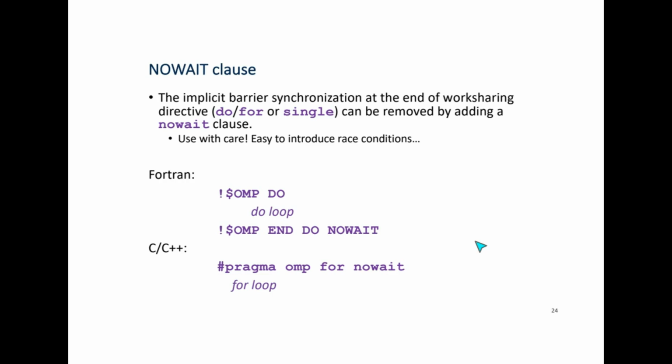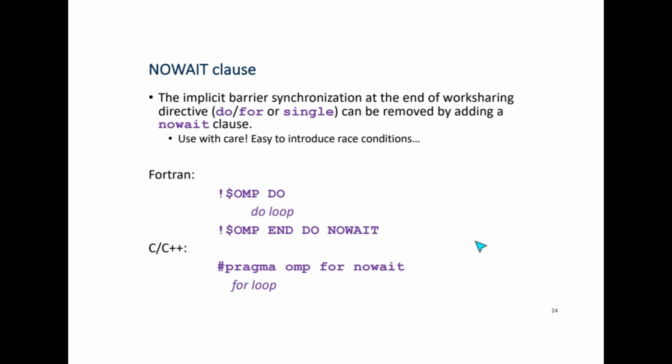So we've spoken about these implicit barriers at the end of work sharing constructs, so do or for or single. If you wish to remove that implicit barrier, then you can do that with a nowait clause. However, you need to be very careful. You're removing a synchronization point and therefore potentially causing race conditions if that barrier was actually necessary for correctness.